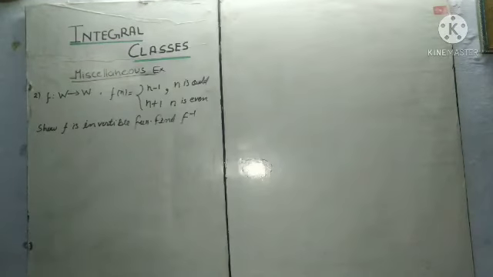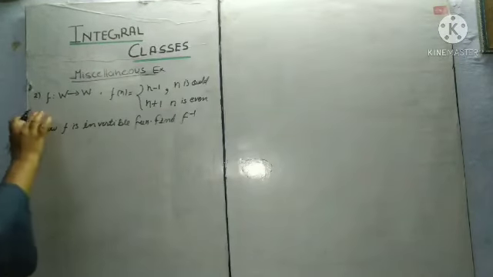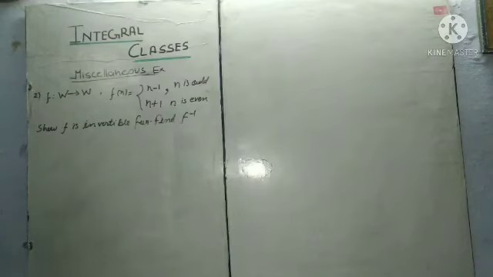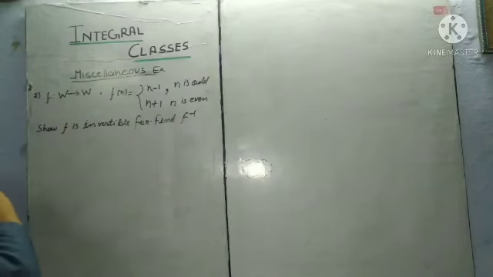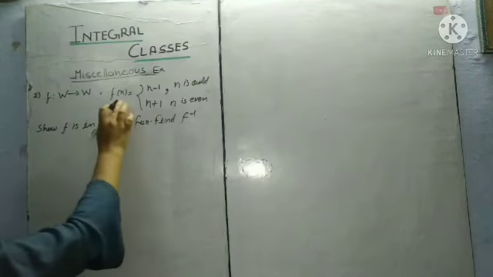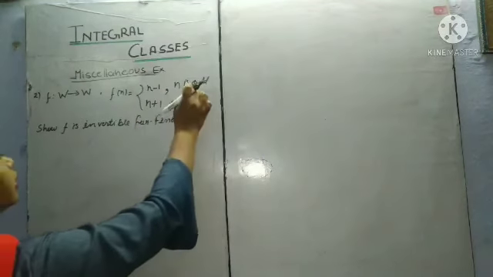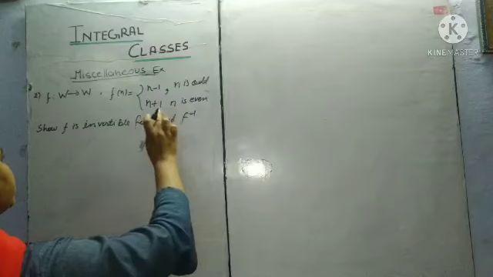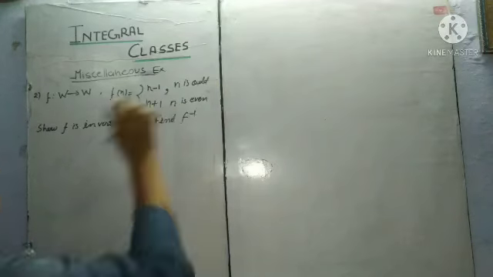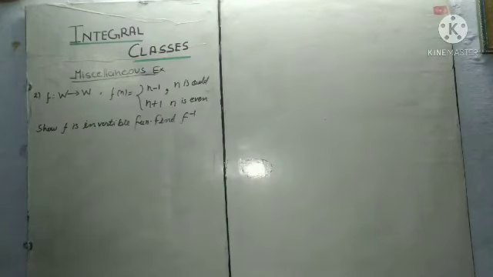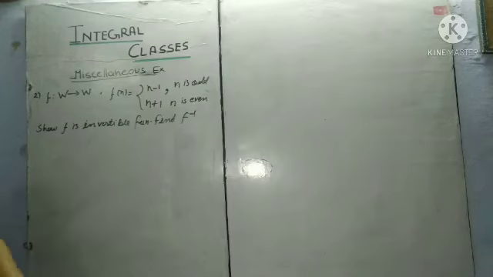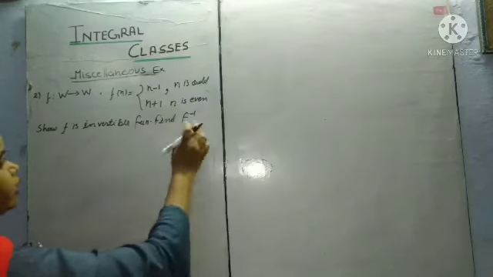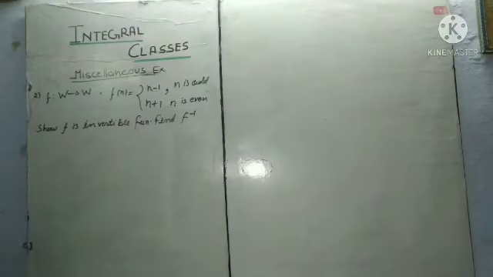Next question is question number 2. In question number 2, student, we have given f is a function defined from W to W, it means whole number to whole number. f(n) is given n minus 1 if n is odd, and n plus 1 if n is even. Here are given two conditions, odd and even. We will show that f is an invertible function and also find the value of f inverse.